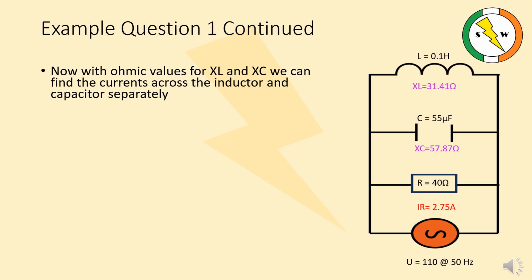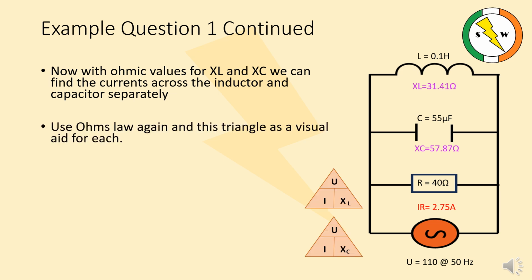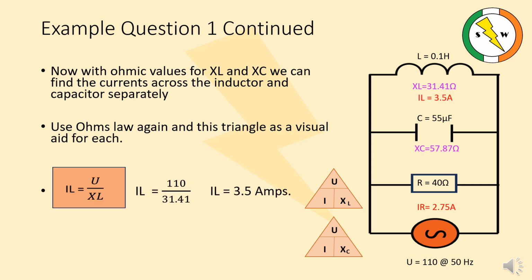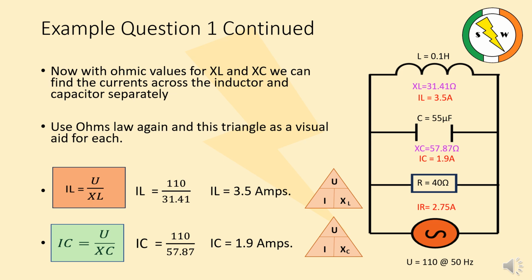Now with ohmic values for XL and XC, we can find the currents across the inductor and capacitor separately. Use Ohm's law again and this triangle as a visual aid for each. IL equals U over XL. IL equals 110 divided by 31.41. IL equals 3.5 amps. IC equals U over XC. IC equals 110 divided by 57.87. IC equals 1.9 amps.